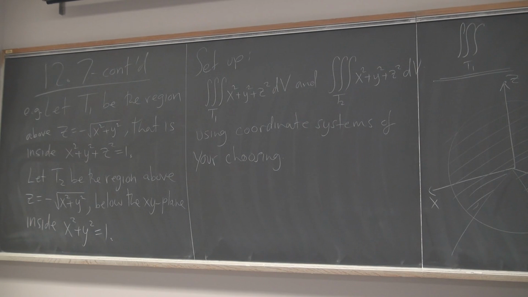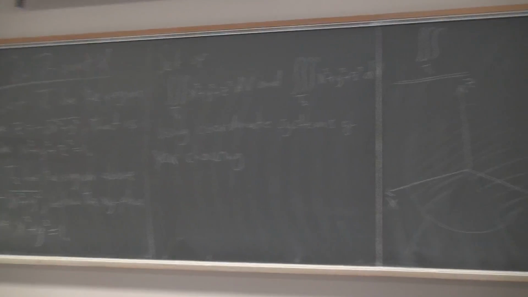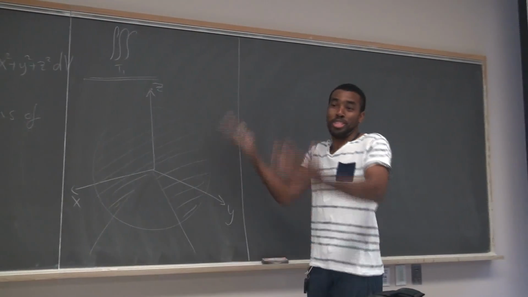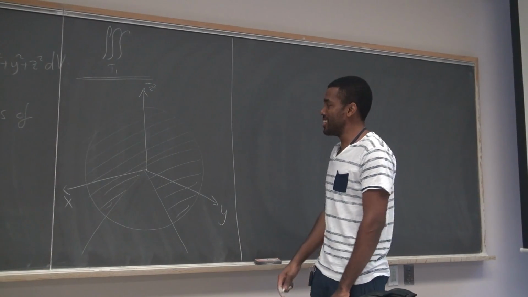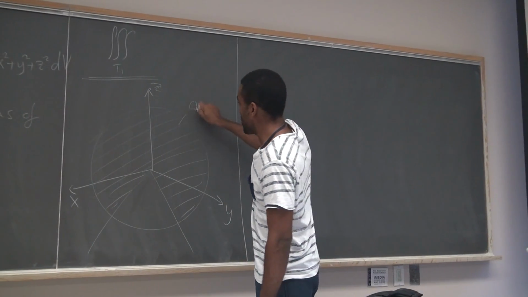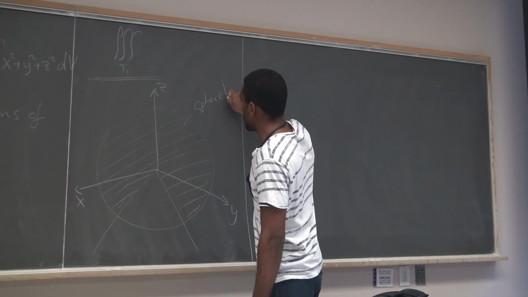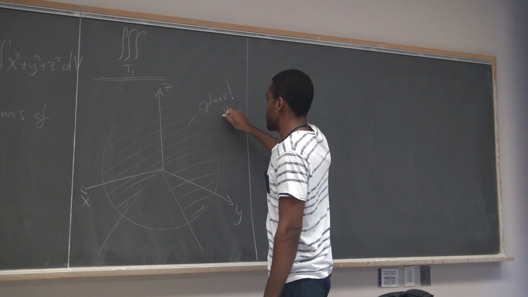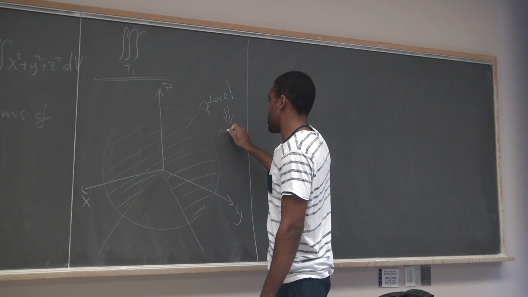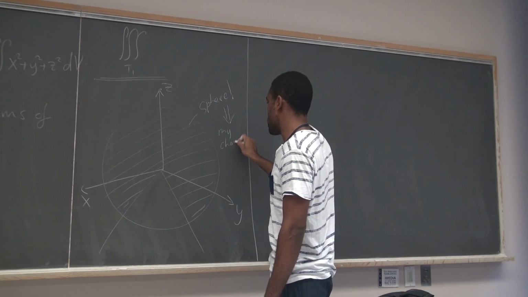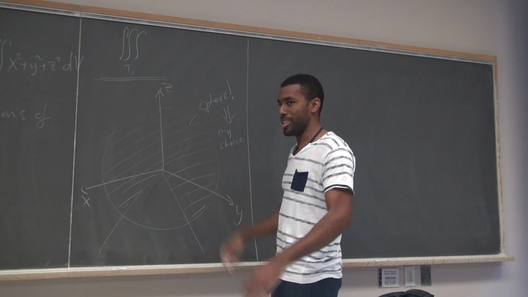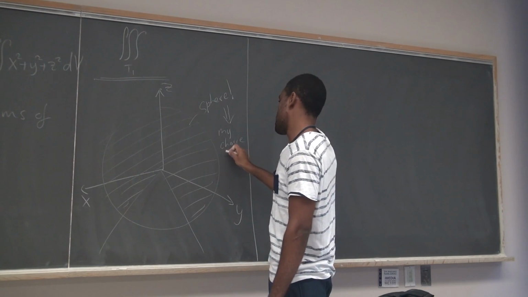Okay, so set it up. Coordinate system of your choice. You'd use spherical. Why would you use spherical? This is a part of a sphere. So you'd think spherical would be easier. My choice would be spherical. We can probably set it up also with cylindrical if you want. Rectangular is clearly going to be like a nightmare.